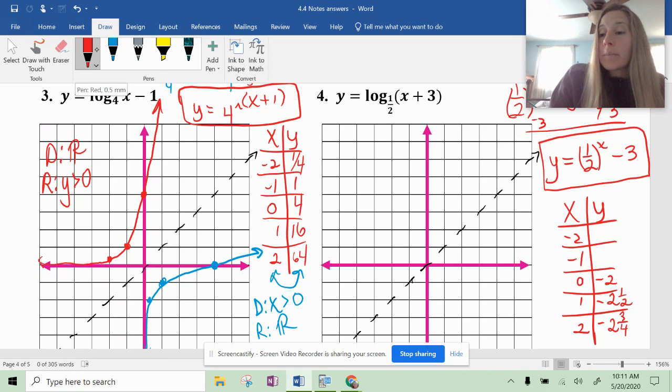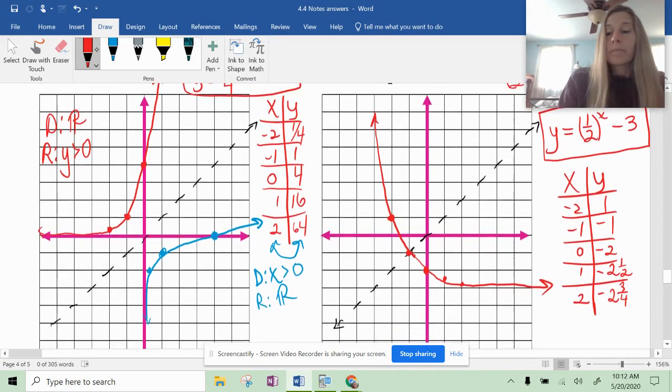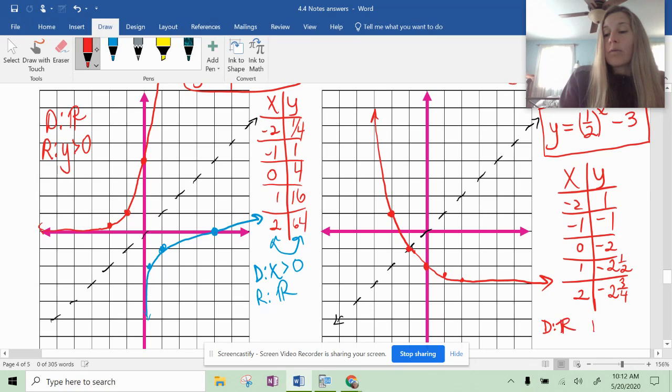If I have a -1, that flips it. 2 minus 3 is -1. And if I put in a -2, that flips it, and I would have 4 minus 3, which is 1. So -2 and 1, -1 and -1, 0, -2, 1, -2.5, and then 2, -2 3/4. And you can kind of see how it's leveling out at that asymptote of y equals -3. So our domain for this one was all real numbers, and our range would be the y's are greater than -3.